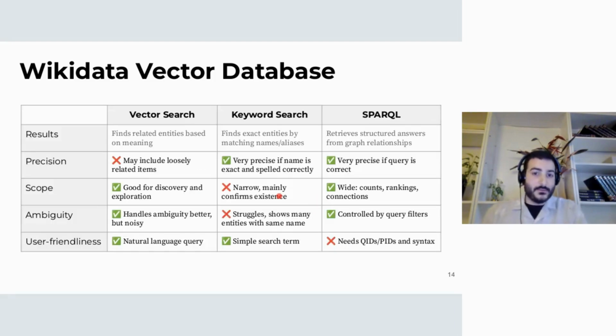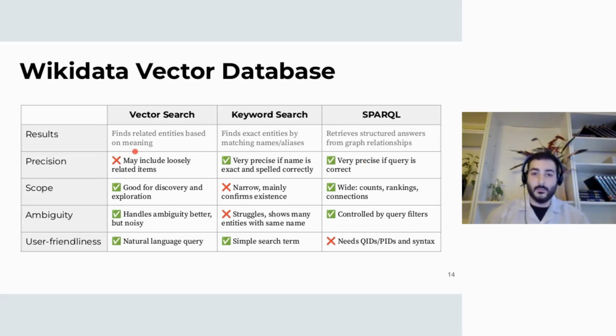To better understand vector search, I thought I'd compare it with techniques that we're all familiar with, so keyword search, and SPARQL, which is the query language I talked about earlier. In terms of precision, keyword search is very precise because it gives you exactly what you're looking for if you're typing the name correctly. SPARQL is very precise depending on whether you write the query correctly.